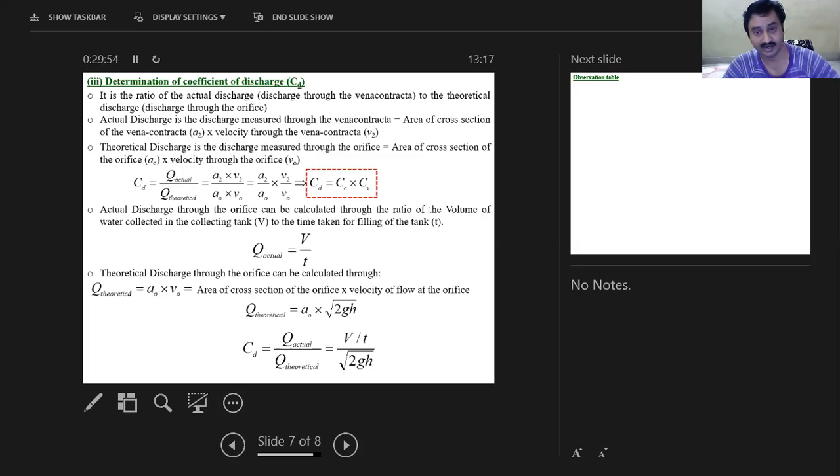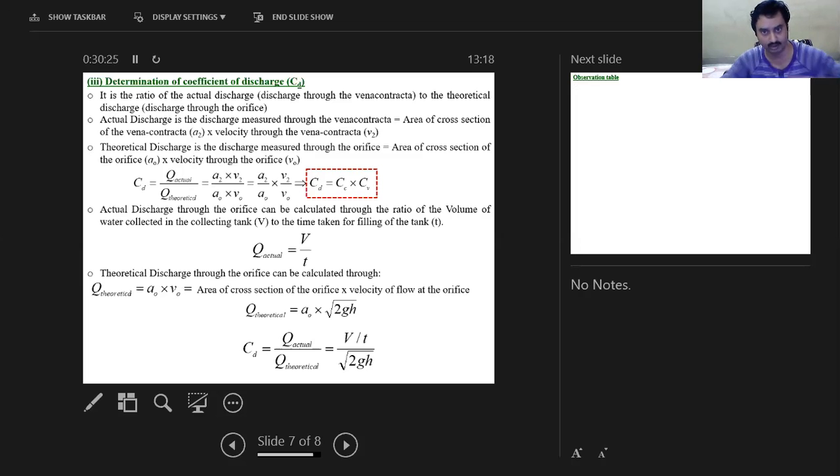In addition to the last case of CV, where I told you three parameters you need: x, y, and h, you need two things over here. One is the volume of the water collected, meaning the height of the water collected in the collecting tank, and the time taken for that. This means for a particular head, for a particular discharge, you have to conduct the experiment 3 times for 3 different discharges.